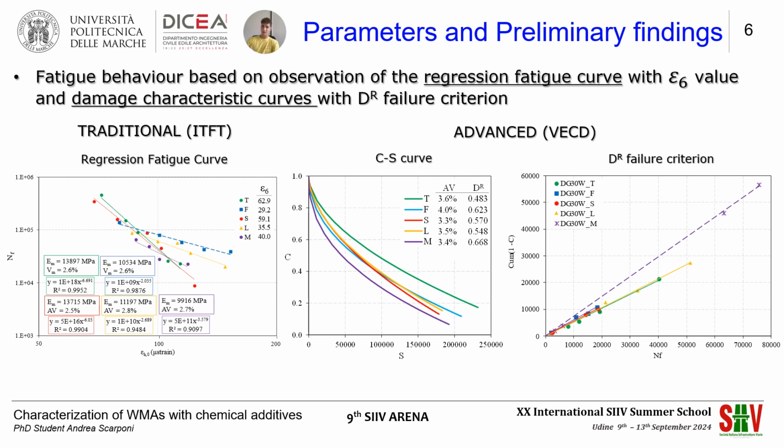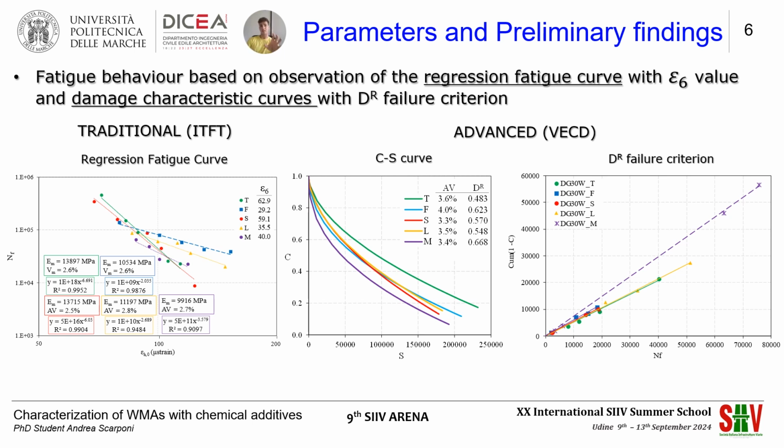Then, in the traditional graphs, we can divide it into two groups. The first one is the stronger mixtures, thanks to the higher slope of the regression fatigue curve, composed of the T and S additives. And then the second group with lower slope, which means lower properties and resistance to fatigue, given by the additives F, L, and M.